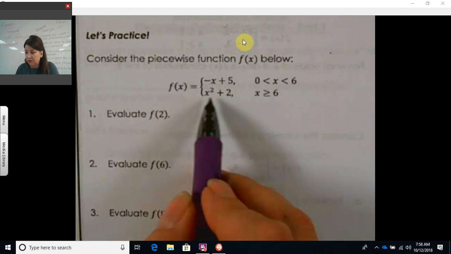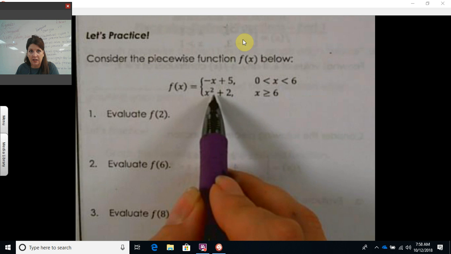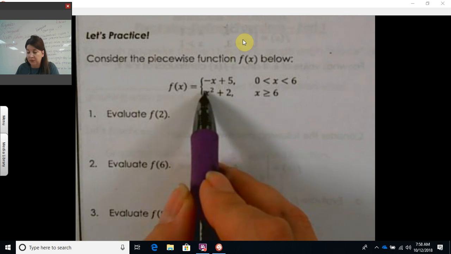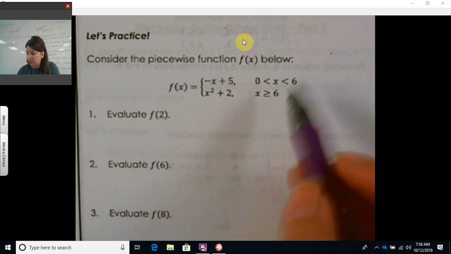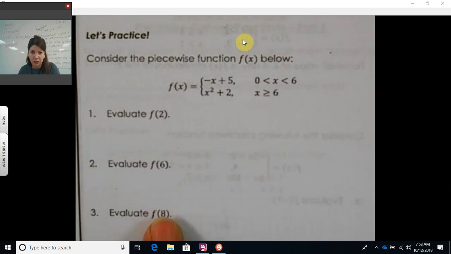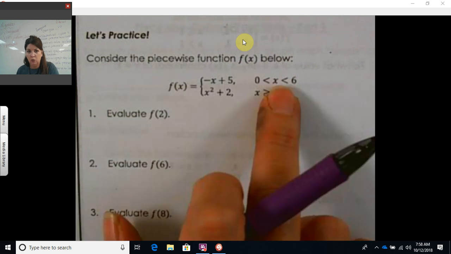What kind of function is this? X squared plus 2, what's that? Quadratic, right? We would only graph, if we were graphing, the quadratic at 6 and x values greater than 6. But we're evaluating. So whenever it gives me a number to evaluate, I have to choose which function I'm substituting my value into, and it depends on what your x value is, okay?